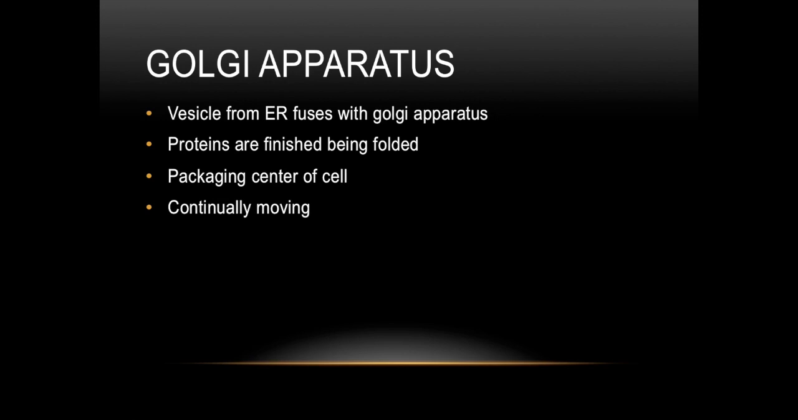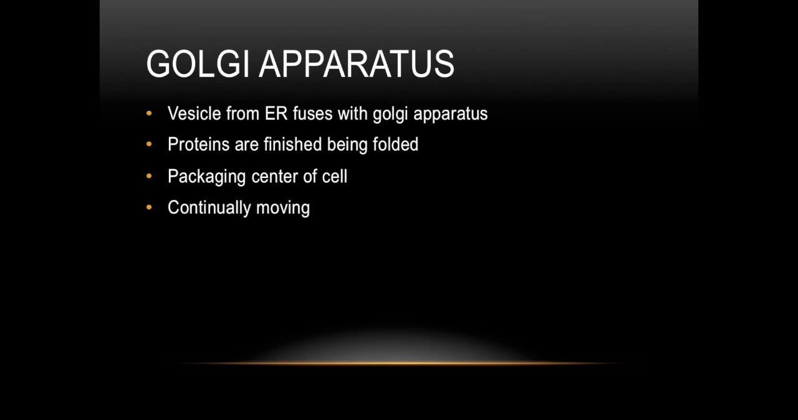The protein may not be fully folded, and so we may take that little transport vesicle. Remember our little motor proteins marching along the cytoskeleton? They're little fuzzy slippers. They travel to the Golgi apparatus.